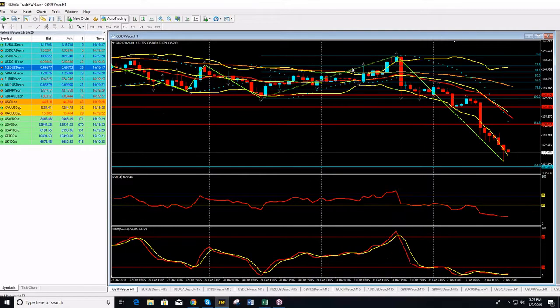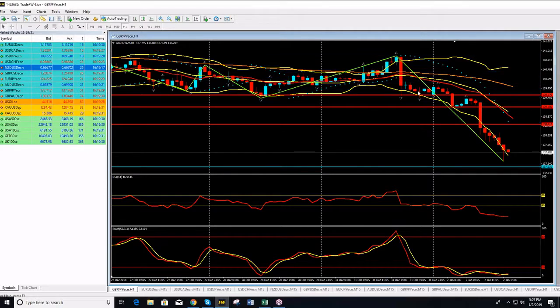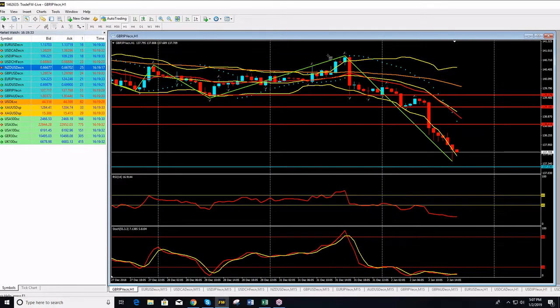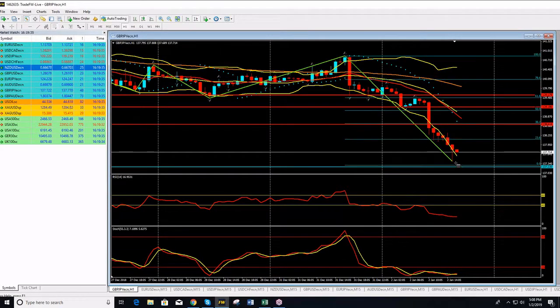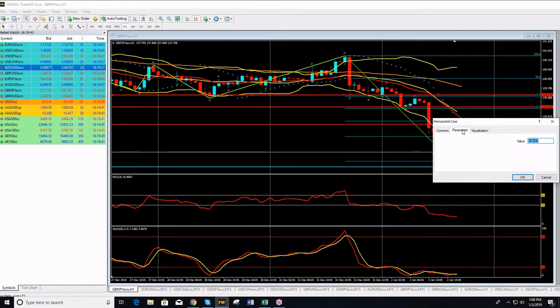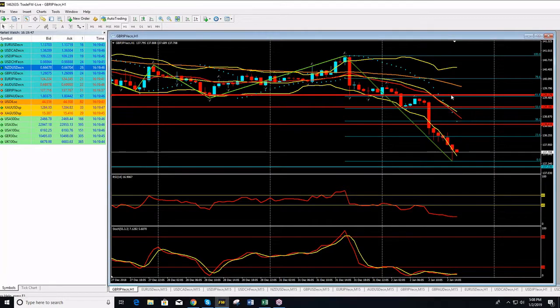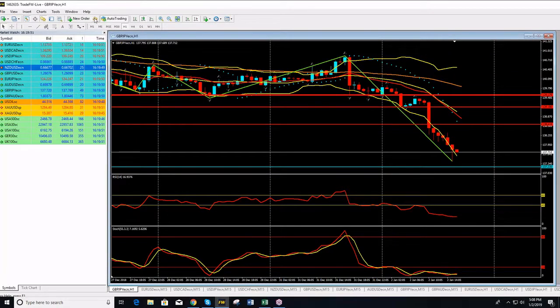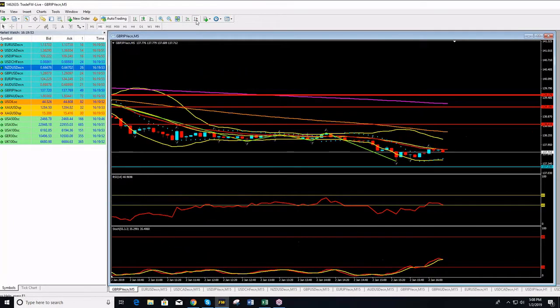I will delete the Fibonacci so that I don't get confused. And also, I would like to see the Fibos the 61.8 where it is. All right, there it is. So this is the important level for pound yen. So I will increase the weight of that. All right. So I will delete that. Let's see if we have the setup on the 5-minute chart at least.